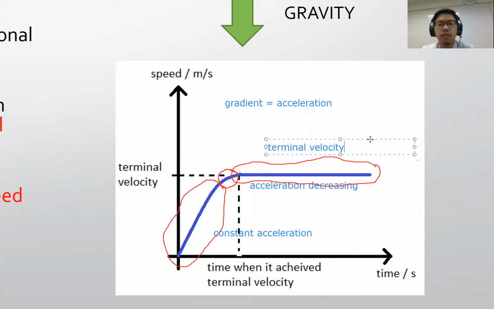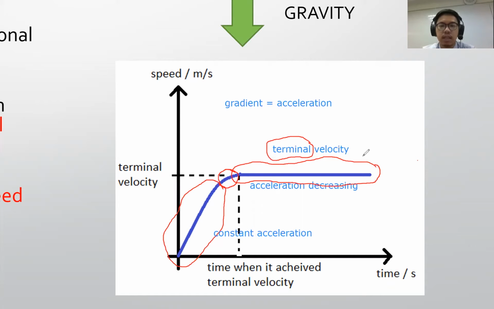So the word terminal in terminal velocity means that's the stopping point for velocity. The speed no longer increases from that point onwards, and that's what we mean by terminal velocity. That's the maximum speed that it will reach.